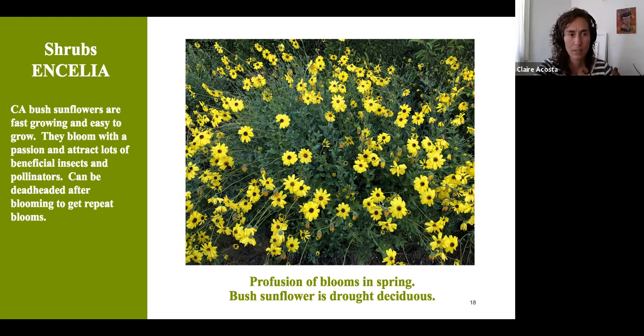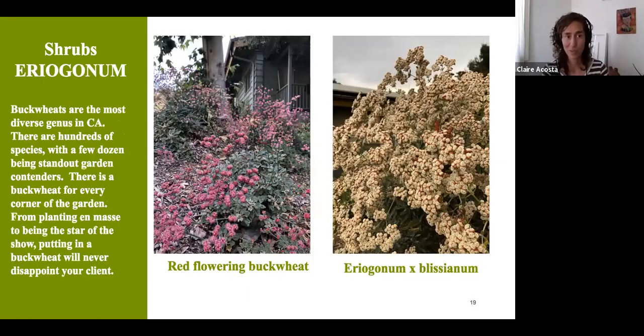Let's see, Eriogonum as a shrub. You guys probably know quite a few examples of buckwheats. There's lots, as it says here, the most diverse genus in California. So a lot of options, many species, and there's a few dozen that are standouts and that people use commonly.